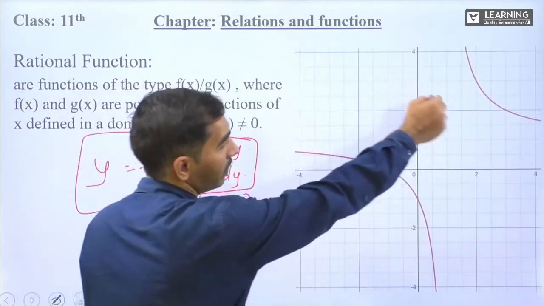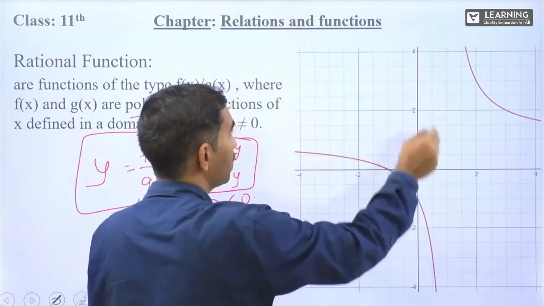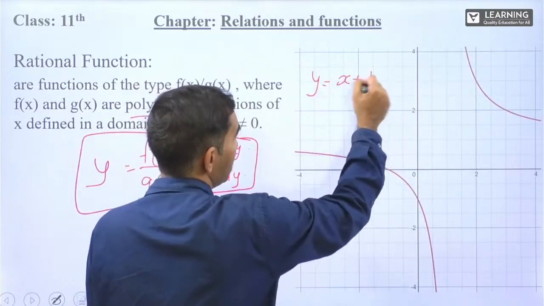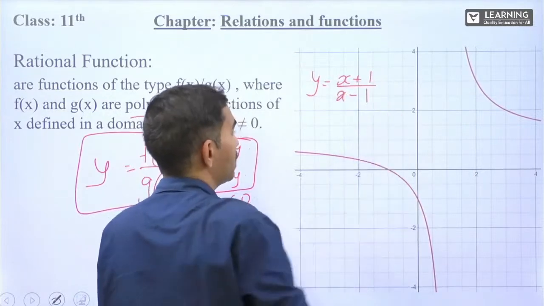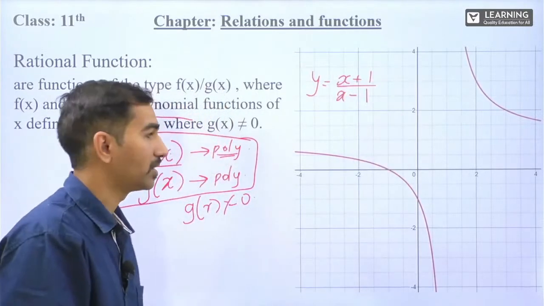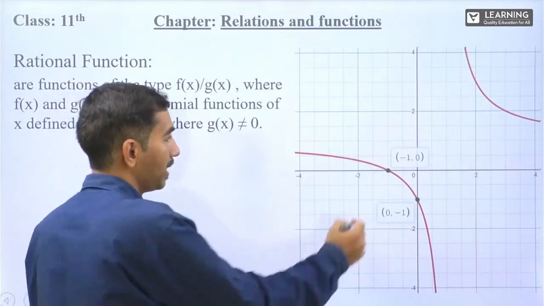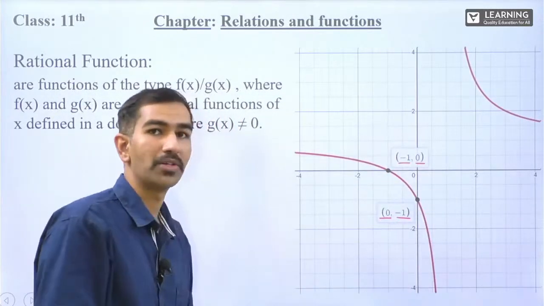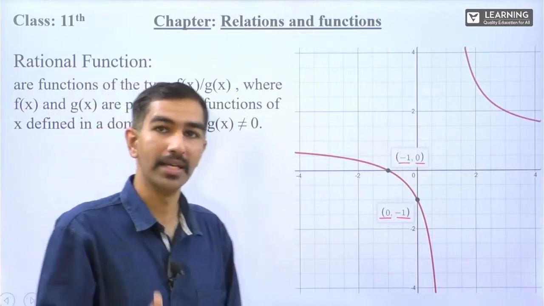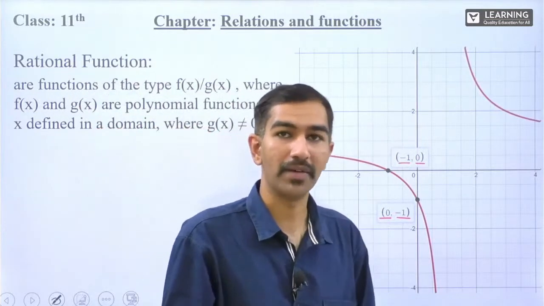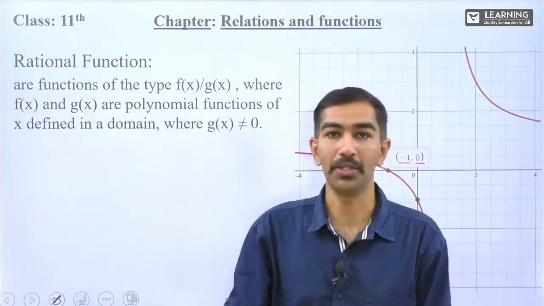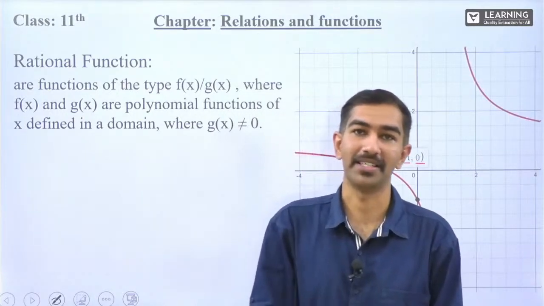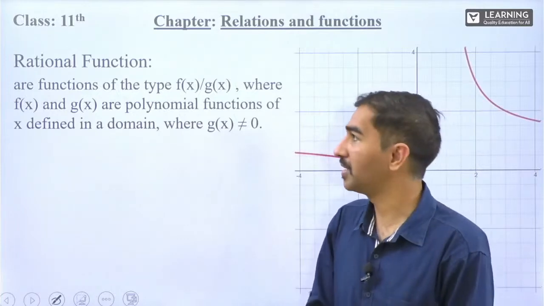See the graph there, it is not continuous, because here the function I have taken is y = (x + 1)/(x - 1). See the points on the graph, (-1, 0) and (0, -1). So this is nothing but what, students? Just remember, if y = f(x)/g(x), where f(x) and g(x) both are polynomials, then that type of function is called a rational function. Moving on to the next one.